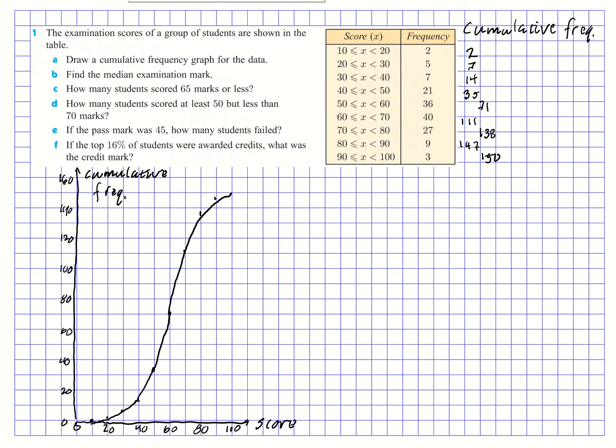This is a pretty normal shape for a cumulative frequency. It's not very steep at the beginning and end because there are not very many scores out at those regions, and it's steep in the middle where the most scores are. All right, so now we can answer these questions. And yes, mostly we could answer all of these from the table, but we're going to work on the cumulative frequency. So find the median exam mark.